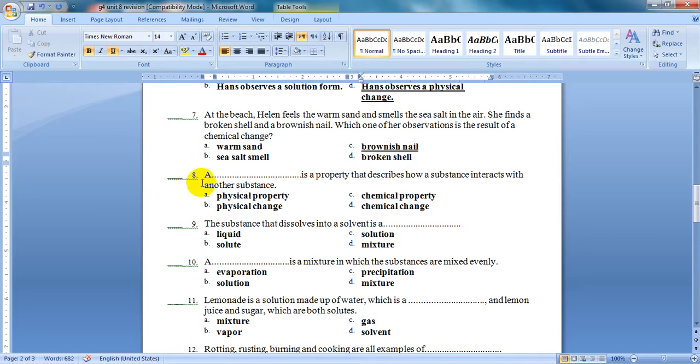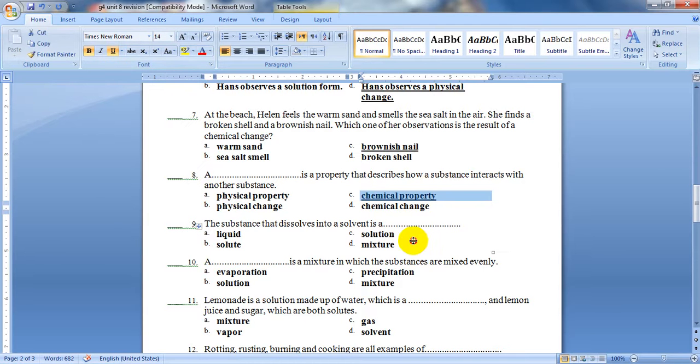The next question, number 8. A space is a property that describes how a substance interacts with another substance. They interact together to form one new substance. Which property is it? Of course, it is a chemical property.